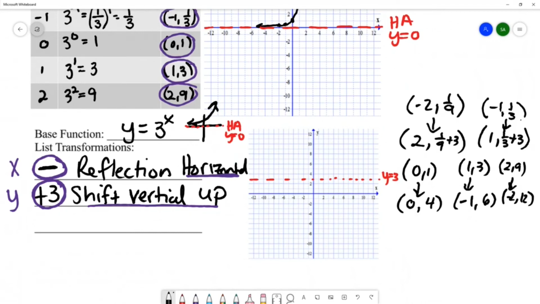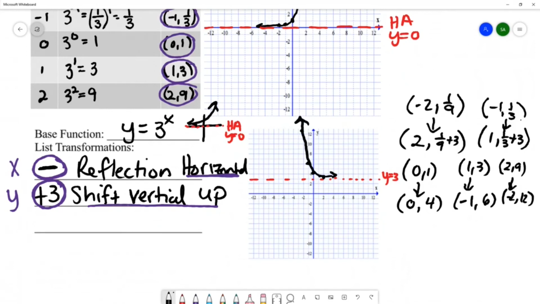-2 and 3 and 1/9. Oh, that's a +2. And 3 and 1/9 would be about right here. +1, 3 and 1/3 would be about here. 0, 4, and -1, 6, and -2, 12. So we get this picture.